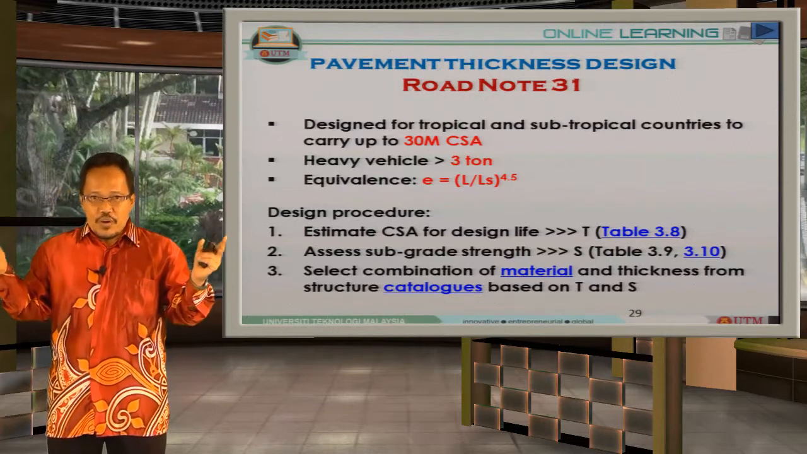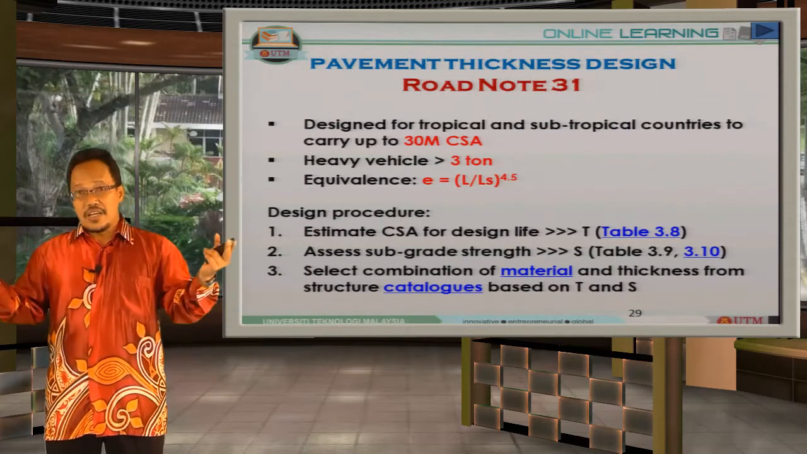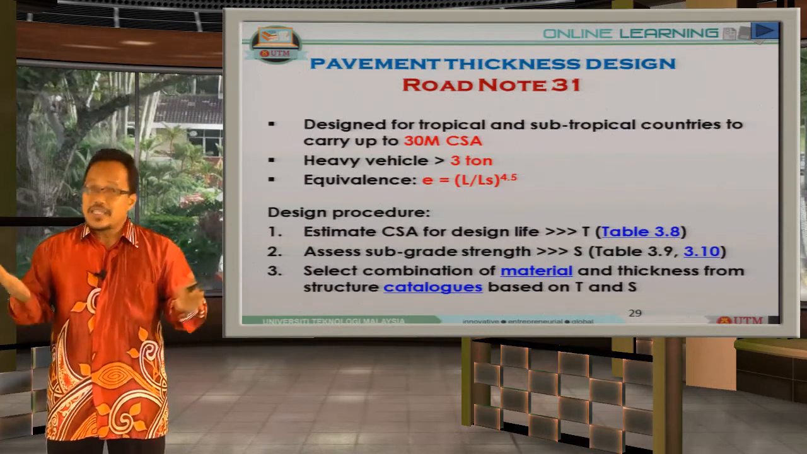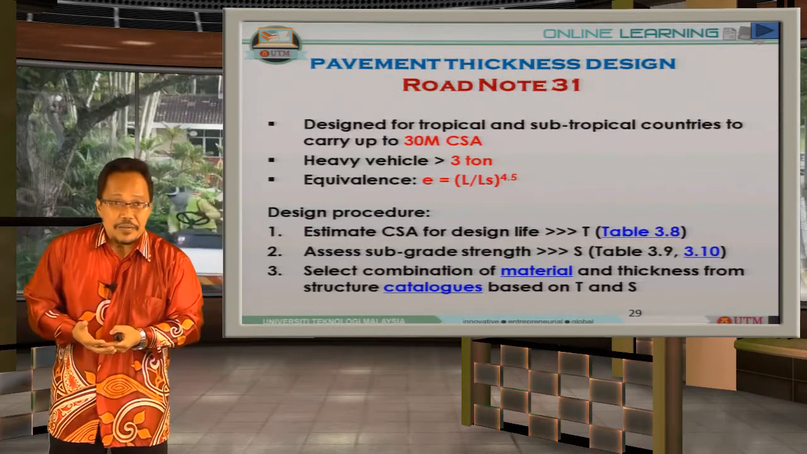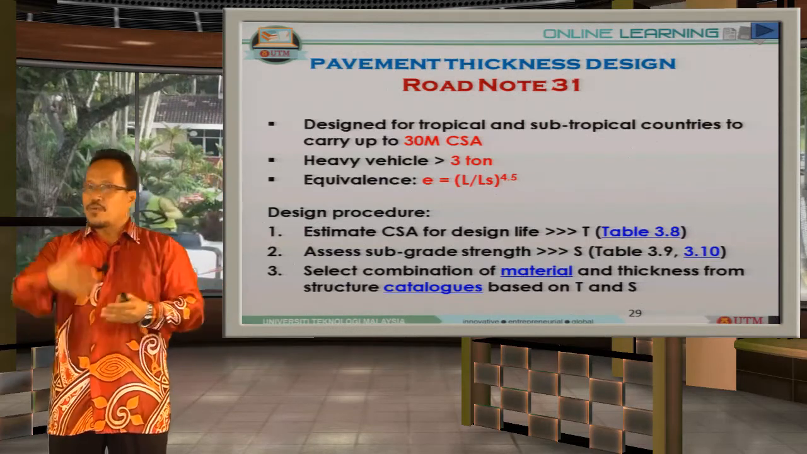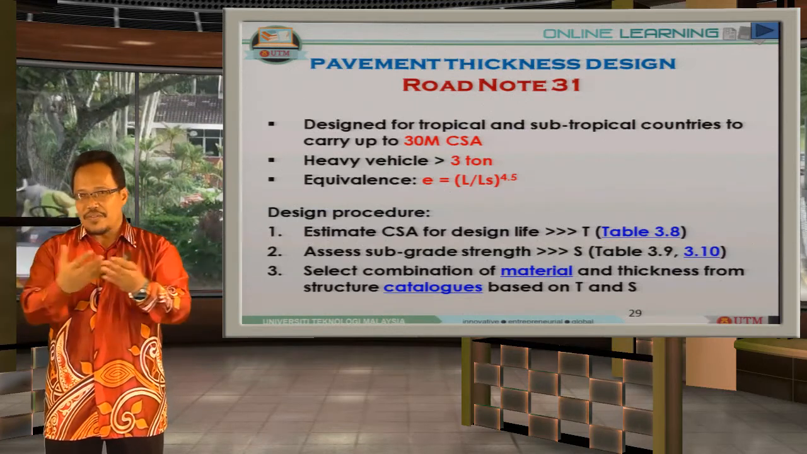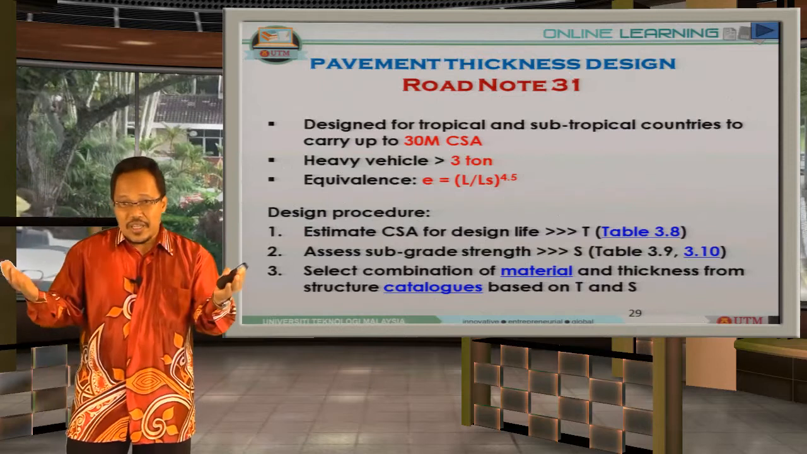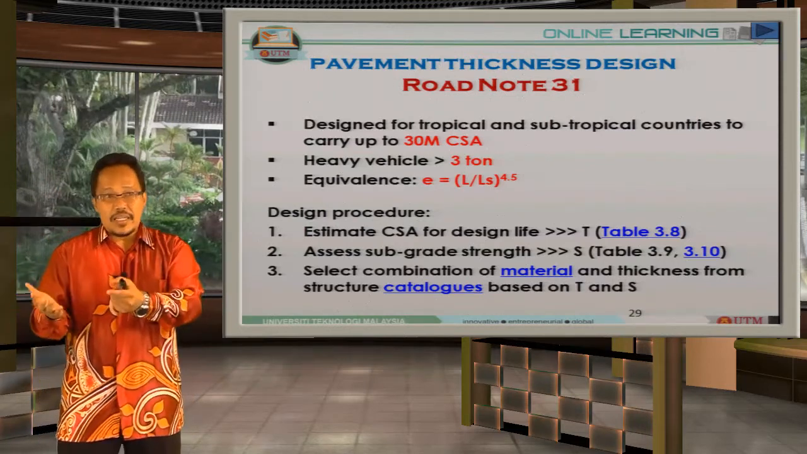The design procedure is very simple, just 3 steps. Estimate the CSA, it doesn't matter how you're going to do it. Just estimate it, you can use the method in the Arahan Teknik Jalan. Assess the subgrade strength, of course we did this. And no nomograph, nothing. Just select the material and look at the structure catalog based on your traffic and subgrade strength.